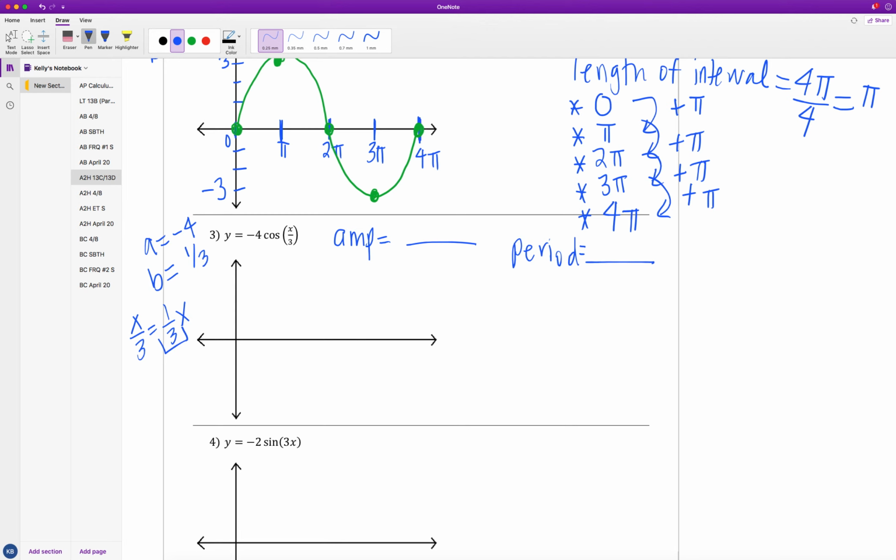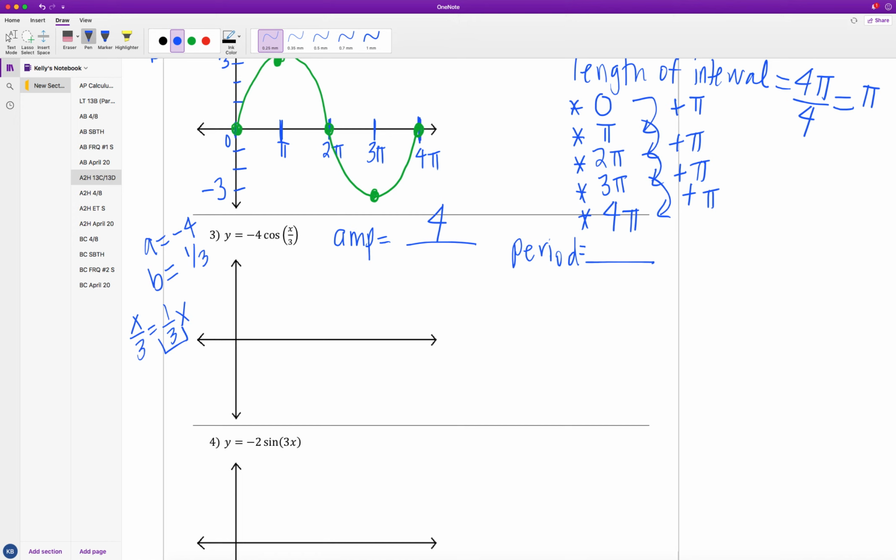Okay, so let's check our amplitude. For this one, although my a value is negative, my amplitude is going to be +4 since I'm taking the absolute value of this a number. And the absolute value of -4 will be +4.